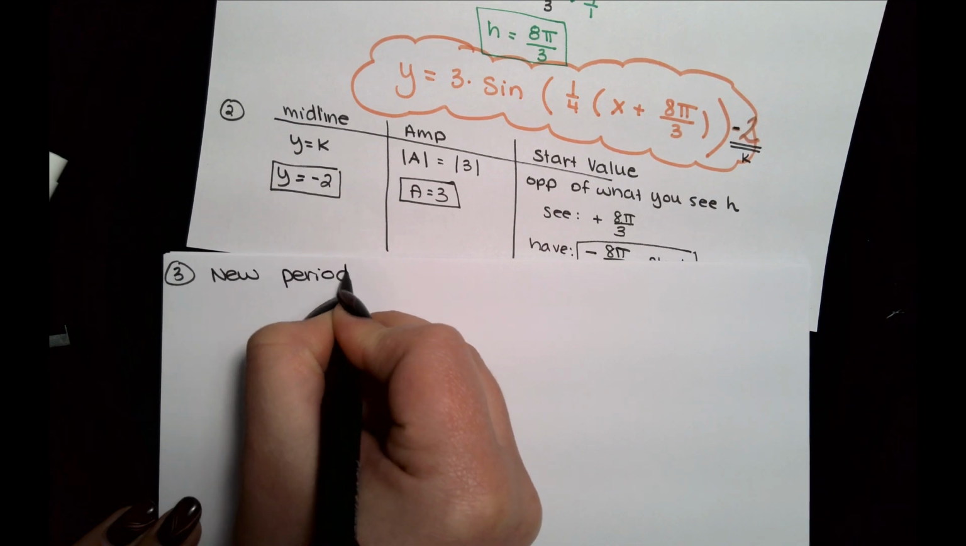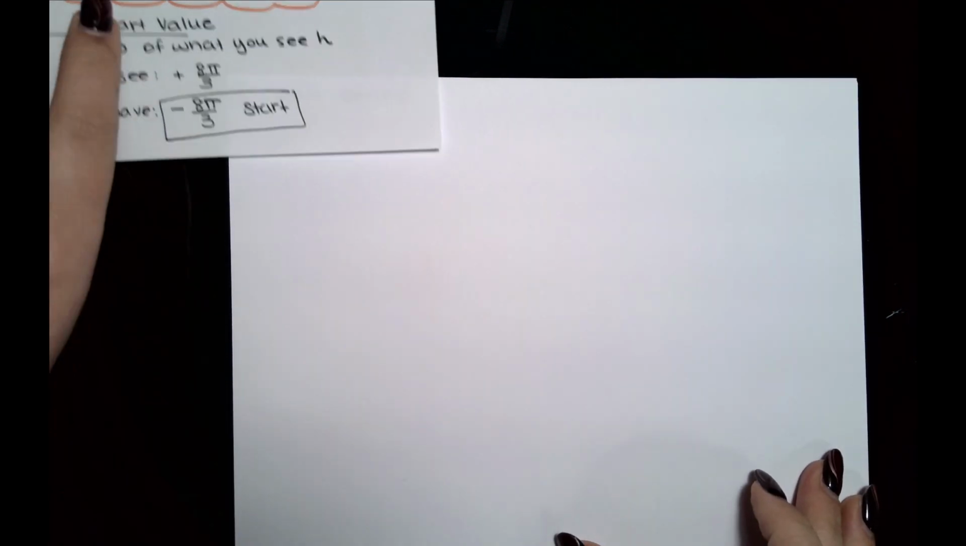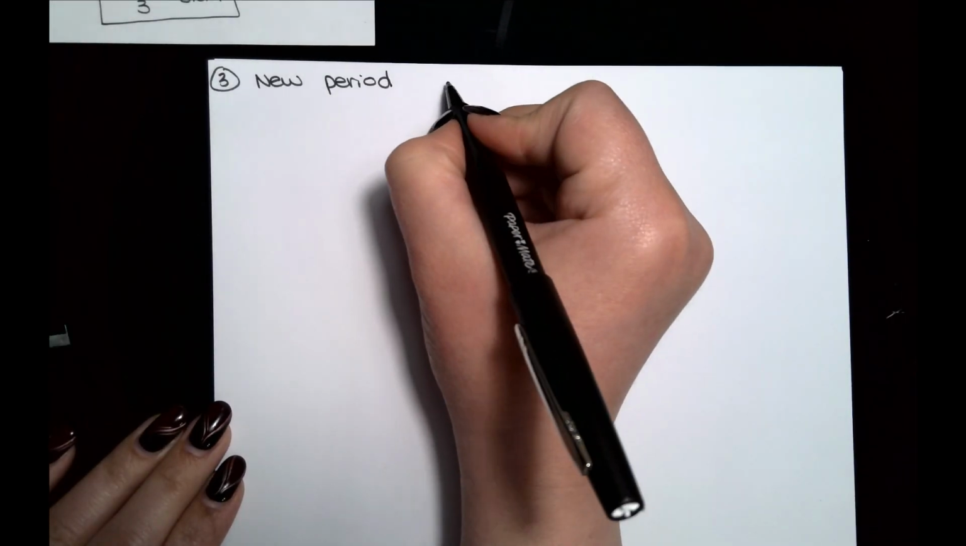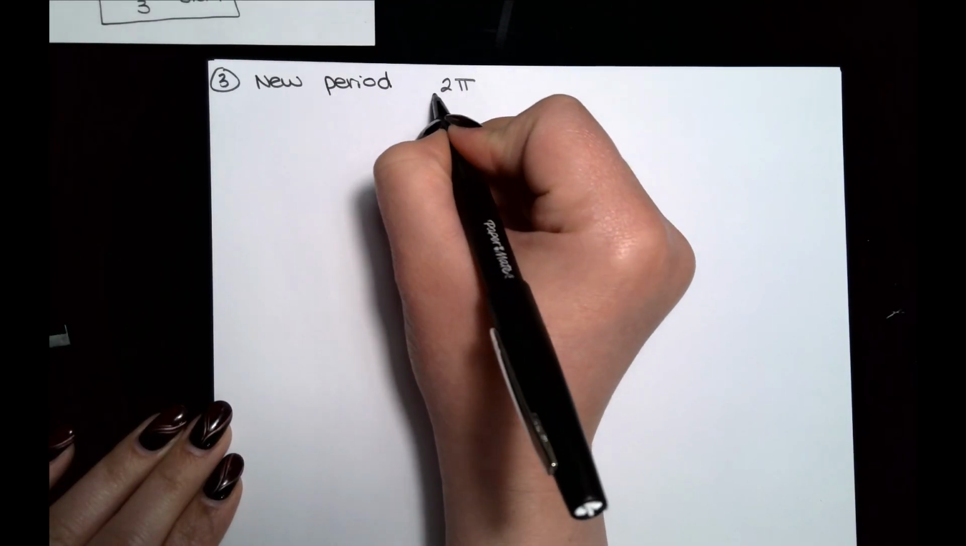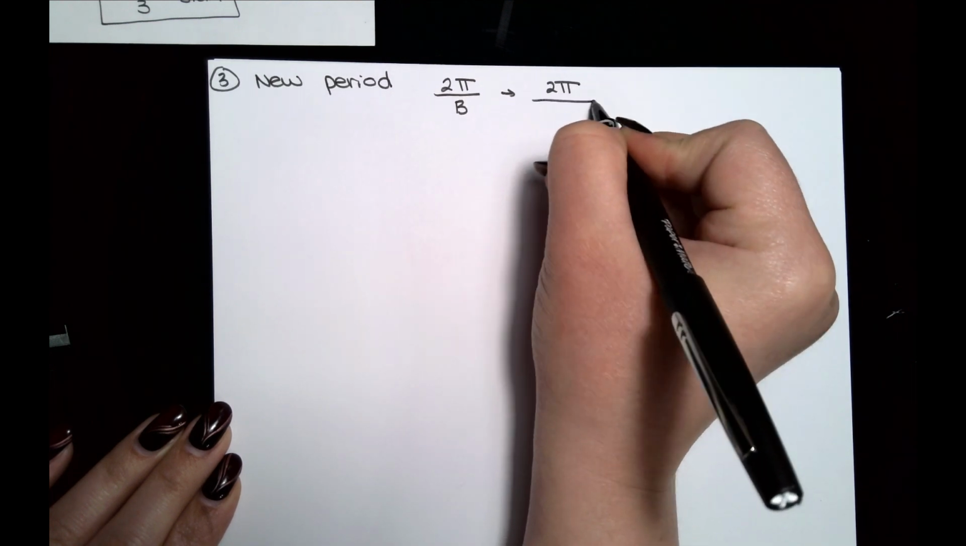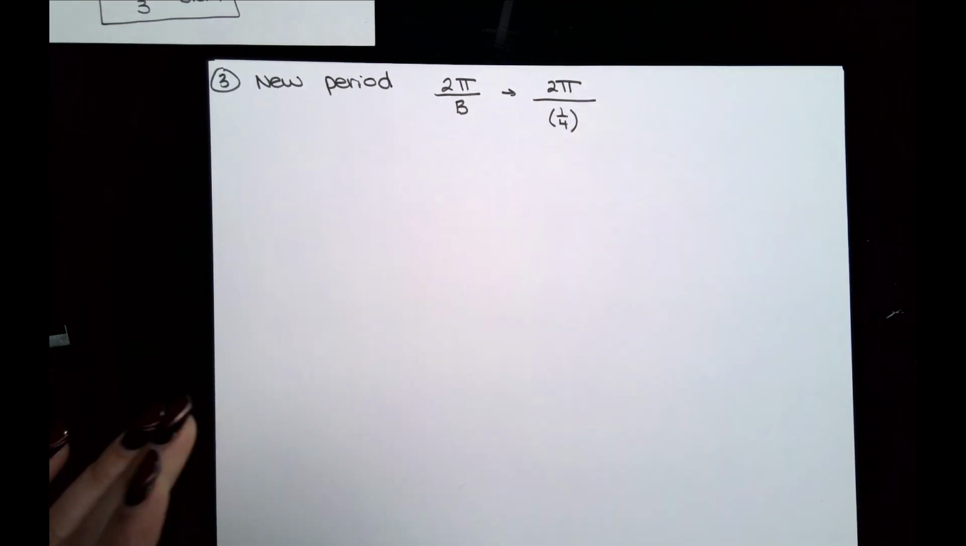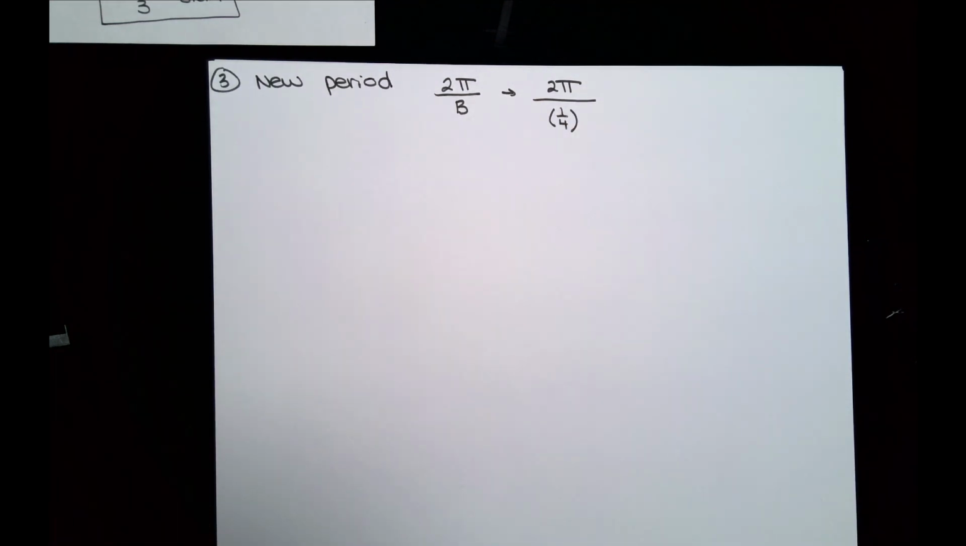Now these steps are the same for cosine and sine. New period, we're going to take the 2π divided by b formula, and our b value is 1/4. Now, take a look at how I wrote that with parentheses around the 1/4.